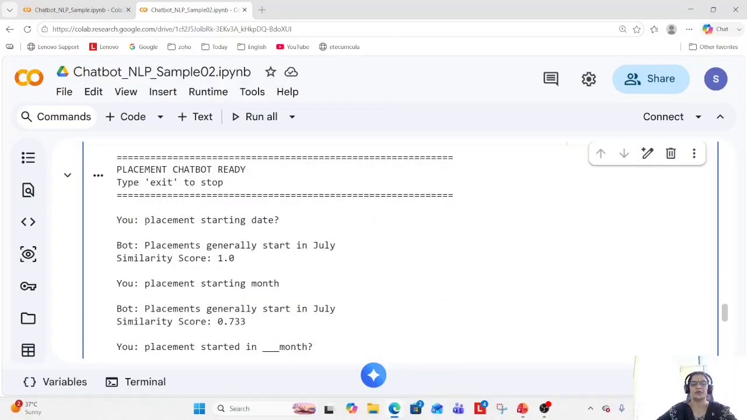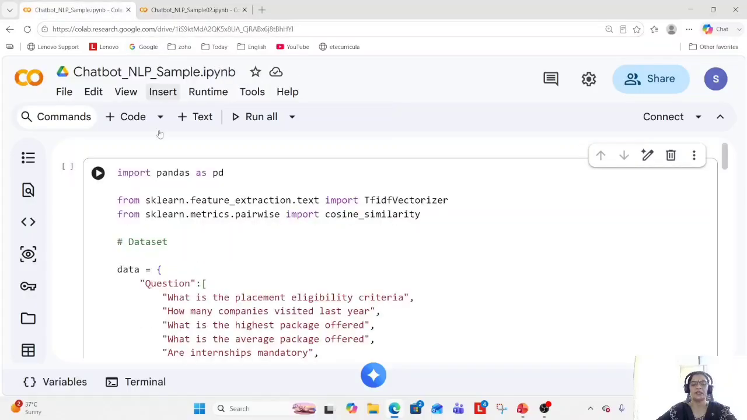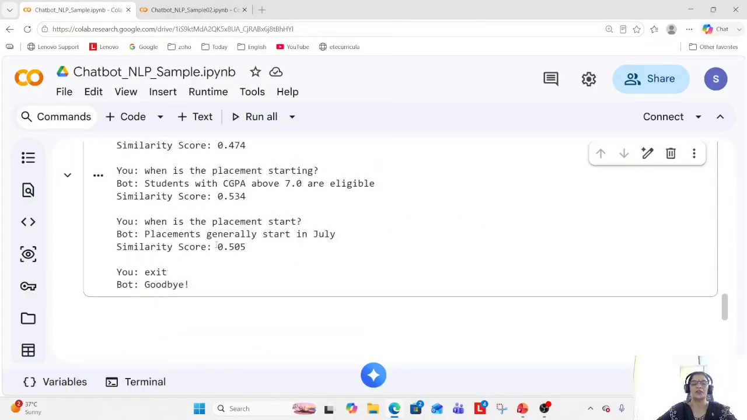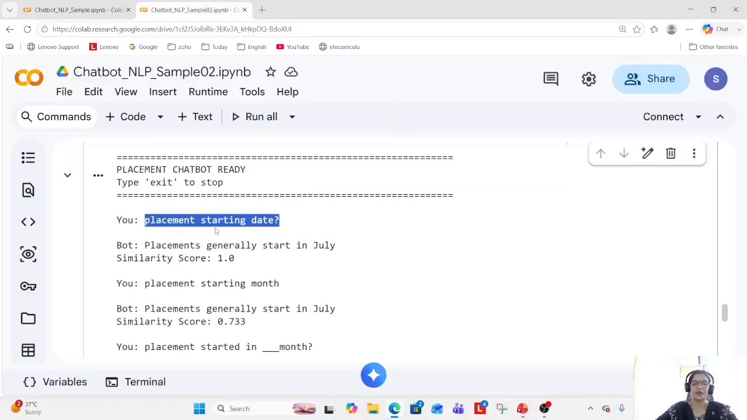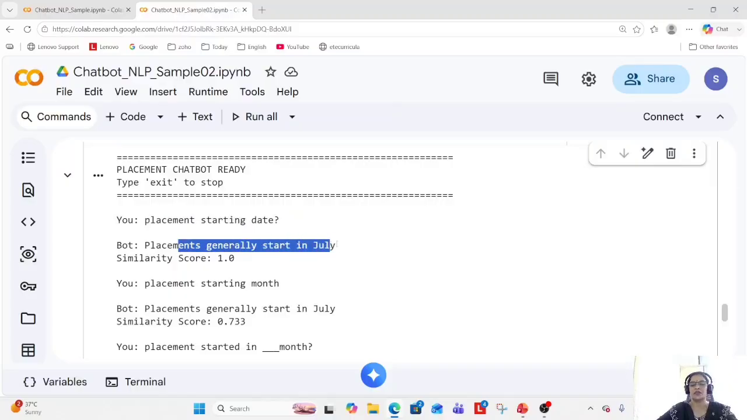Now the input is placement starting date. Previously, we used placement starting date as an input. Look at here, placement starting date or month, but it does not give the proper answer because the suffixes are not removed and it cannot understand the relevant question from the stored database. But now we are using the Porter stemmer. Therefore, after the stemming process, placement start, these two words are available in the stored questions. Therefore, placement generally start in July, the answer is displayed on the screen properly. So the similarity score is perfectly 1.